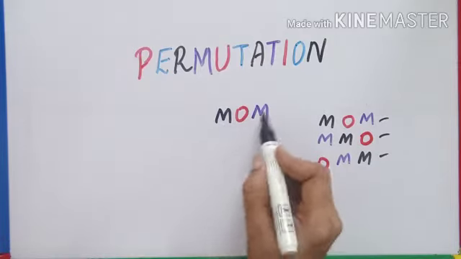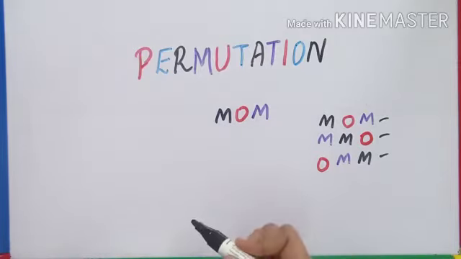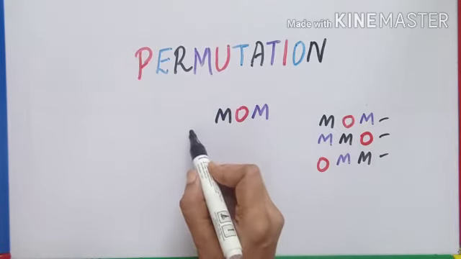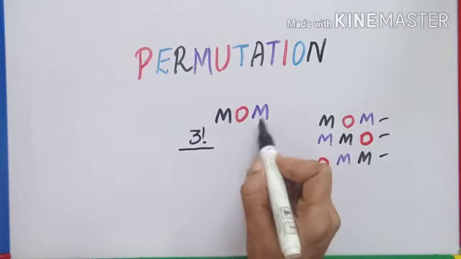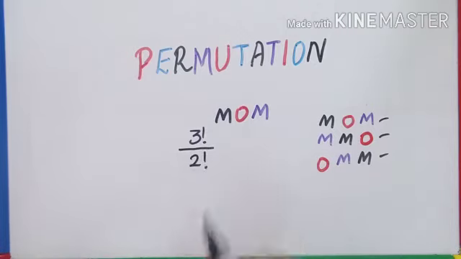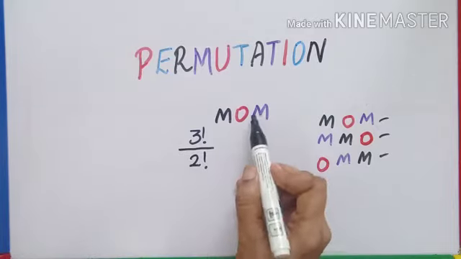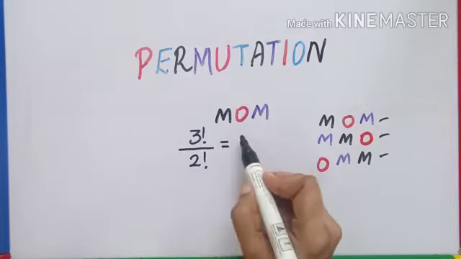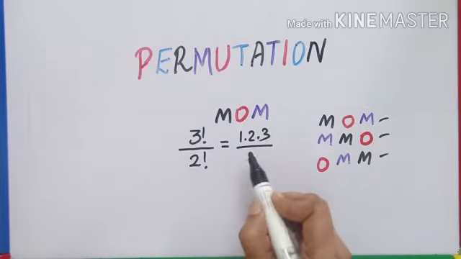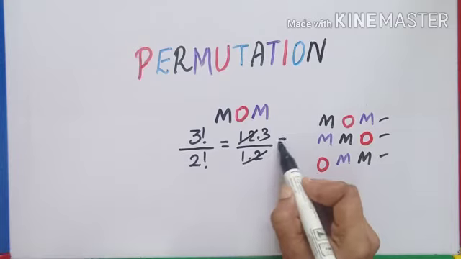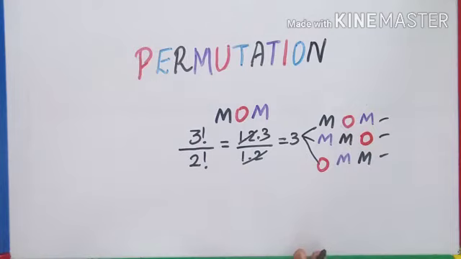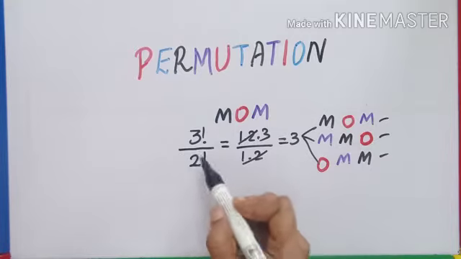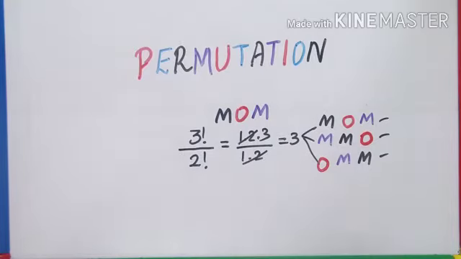So whenever letters repeat, how to arrange them? There are 3 letters given, so 3 factorial divided by, there are 2 letters repeated, so 2 factorial. M is repeated 2 times, so divide by 2 factorial. 3 factorial is 1 into 2 into 3. 2 factorial is 1 into 2. As I cancel, my answer is 3, and I get 3 different arrangements. So whenever letters are repeated, divide by that many factorial of the letters repeated.